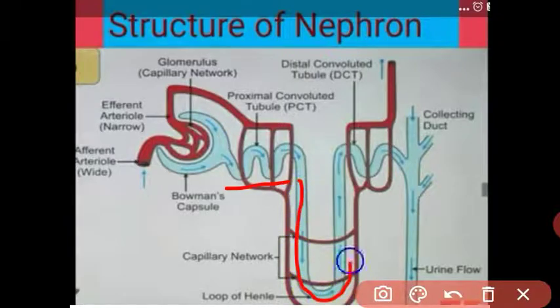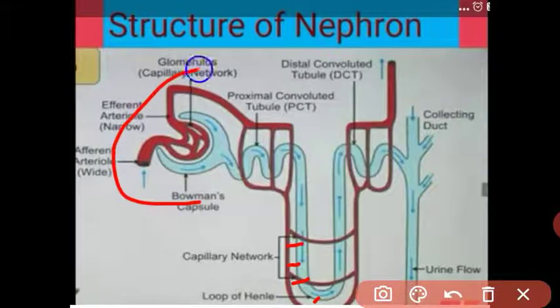And in the loop of Henle, lots of water molecules and ions like sodium chloride ions are reabsorbed from the renal tubules into the blood vessels by diffusion. This is also called reabsorption. Got it, student? So in the Malpighian capsule there is ultrafiltration, then the PCT and loop of Henle perform reabsorption, and the last part is a very important part.